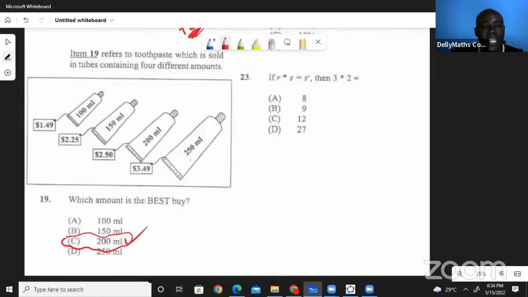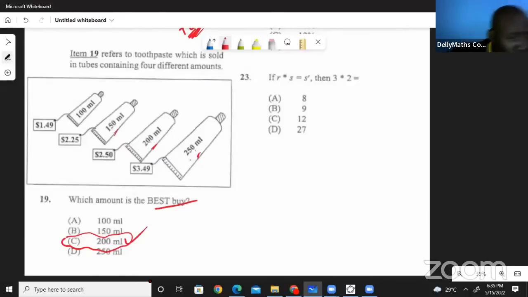Having never seen a question like this, how would I work this out? If you notice, they set up this question with some nice numbers: 100, 150, 200, 250. So they're kind of having a 50 thing going on, and I can eliminate some things. The question wants us to find which is the best buy. In other words, which one is more cost effective. In other words, which is the cheapest one? That's what they're asking.